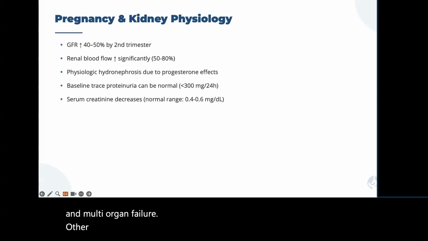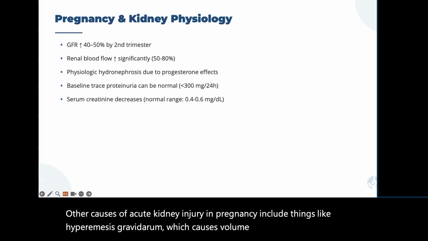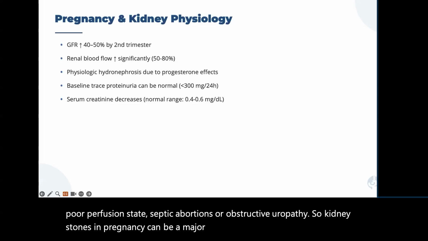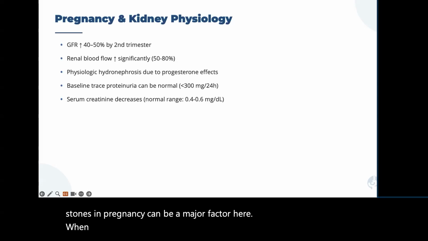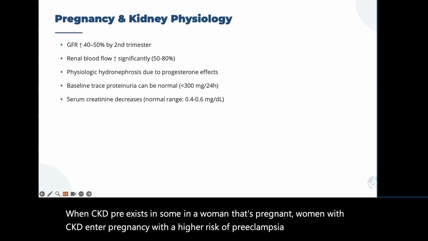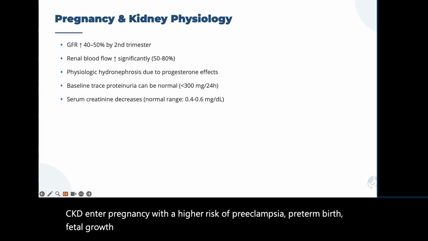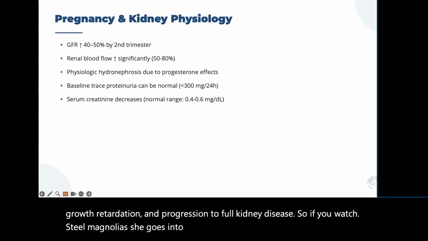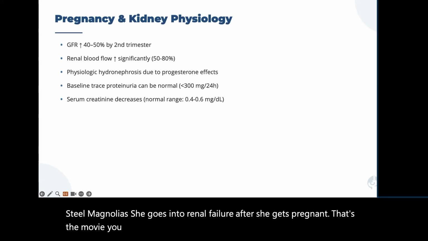Other causes of acute kidney injury in pregnancy include things like hyperemesis gravidarum, which causes volume depletion because it's a poor perfusion state, septic abortions, or obstructive uropathy. So kidney stones in pregnancy can be a major factor here. When CKD pre-exists in a woman that's pregnant, women with CKD enter pregnancy with a higher risk of preeclampsia, preterm birth, fetal growth retardation, and progression to full kidney disease. So if you watch Steel Magnolias, she goes into renal failure after she gets pregnant. That's the movie you can watch to help bring this into mind.